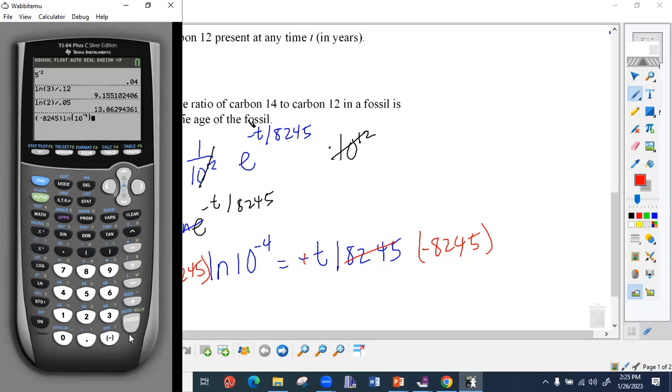It's going to spit out an approximate age of my fossil. So approximately my fossil is 75,939 years old. All right. Okay.